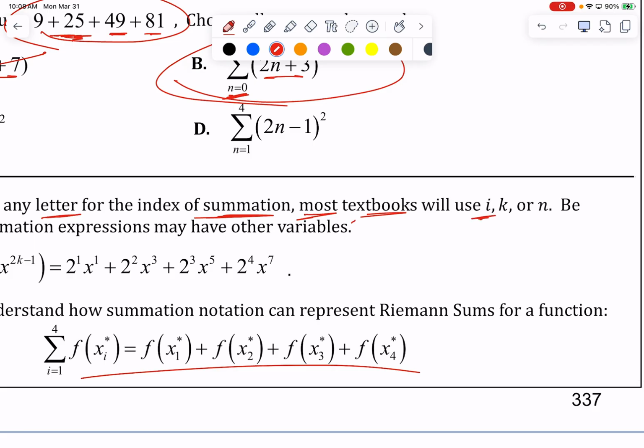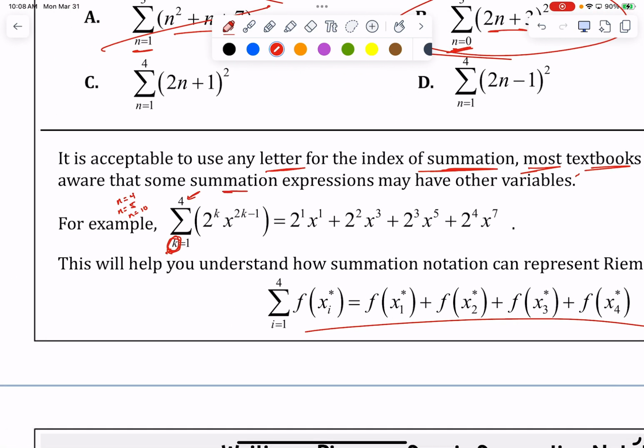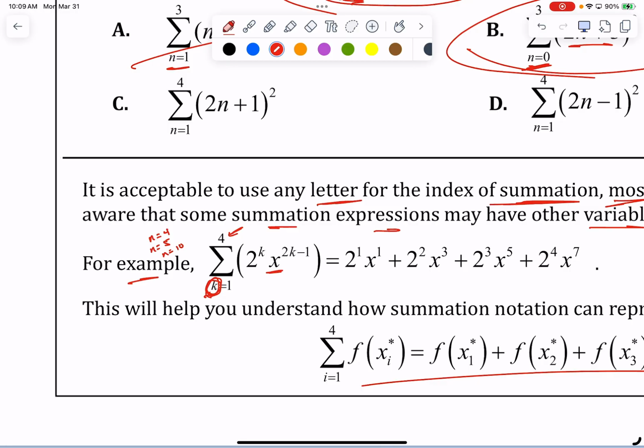All right, I, K, and N. Be aware that some summation expressions have other variables. For example, notice that we have K's, but we also have X's. X is the variable of your equation, of your expression. It's probably going to be the equation that we're finding the area under. So in this problem, it looks like we're doing the area of some parabola to the 2k minus 1 power. Or it could be other things.